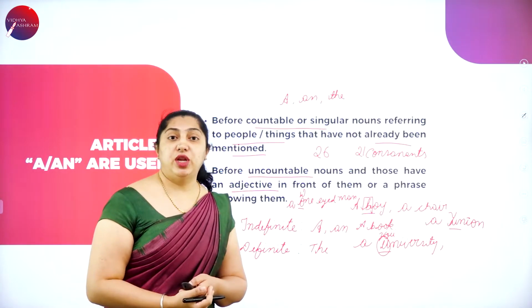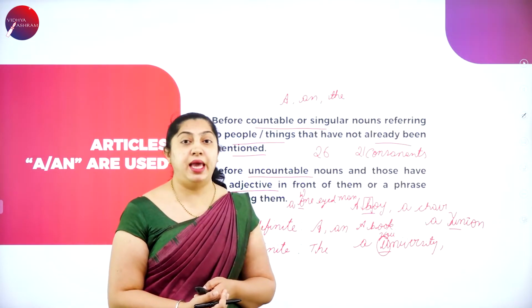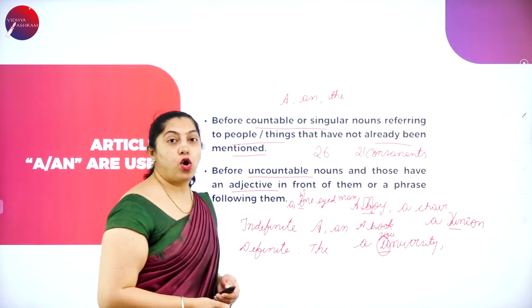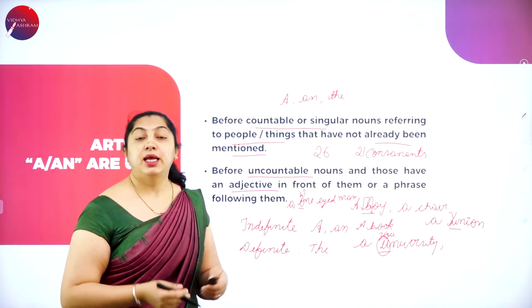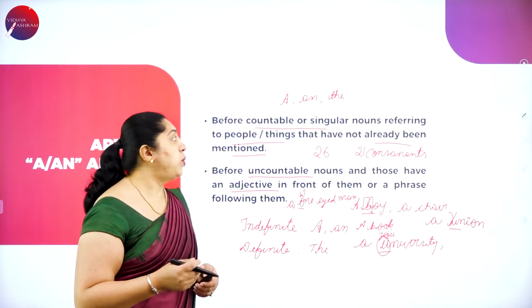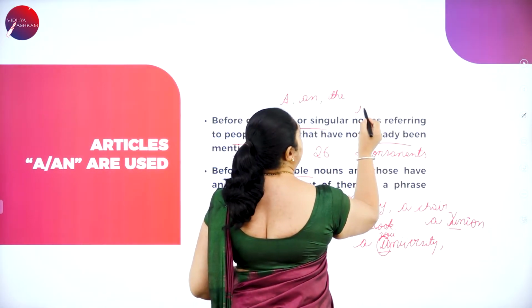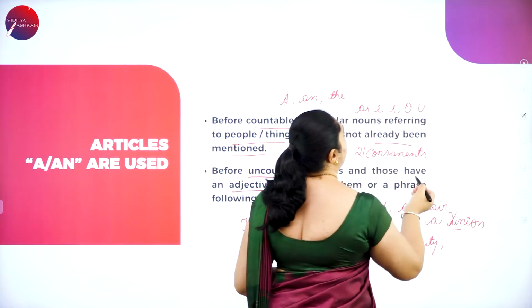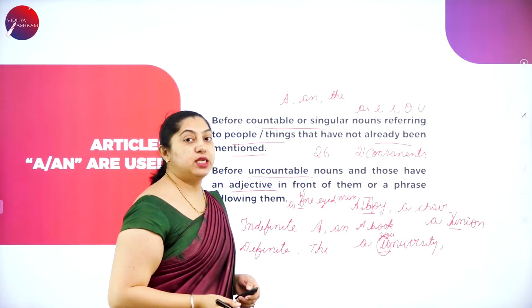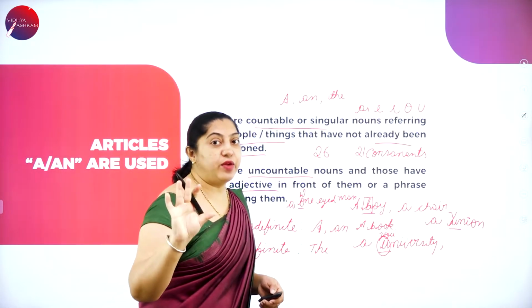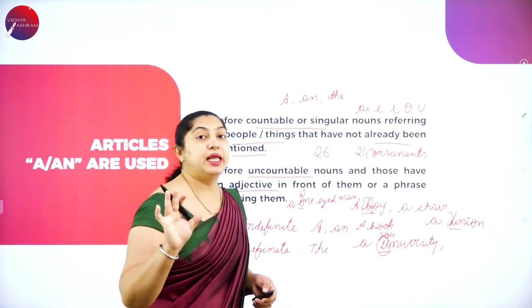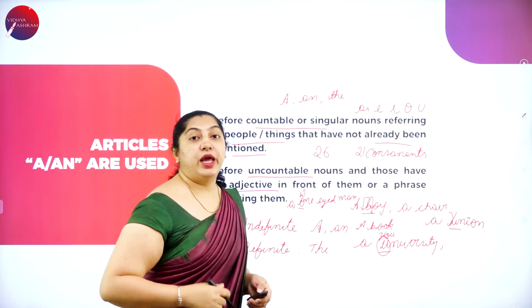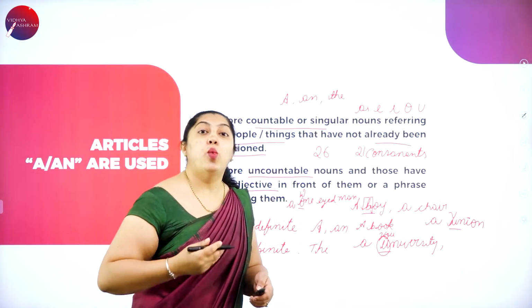So now you might ask, how are you going to use the article an? As I told, out of 26 letters, 21 letters are consonants. Then what are the remaining letters? The remaining letters are vowels. That is A, E, I, O, U. So these are the vowel letters. There are 5 vowel letters. So when we use the article an, an is used before the vowel letters.